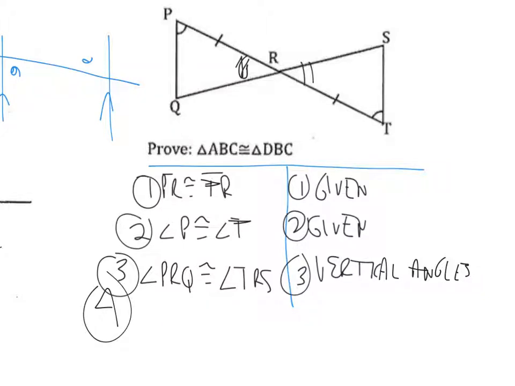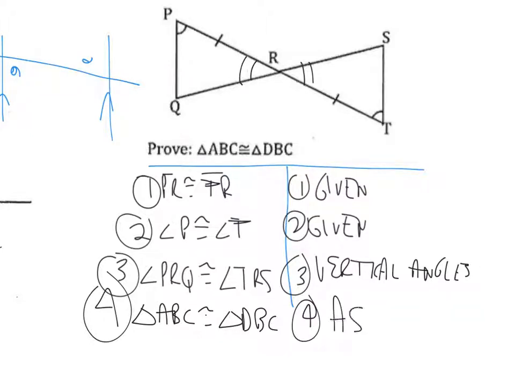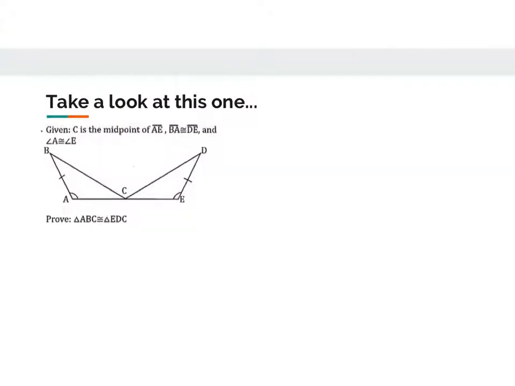So that's enough to say, oh, by the way, these triangles are congruent by angle, side, angle. Angle, side, angle. That's all I'm looking for. All right, so let's take a look at this guy.